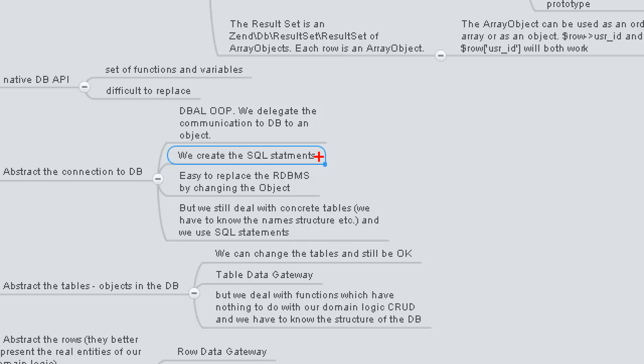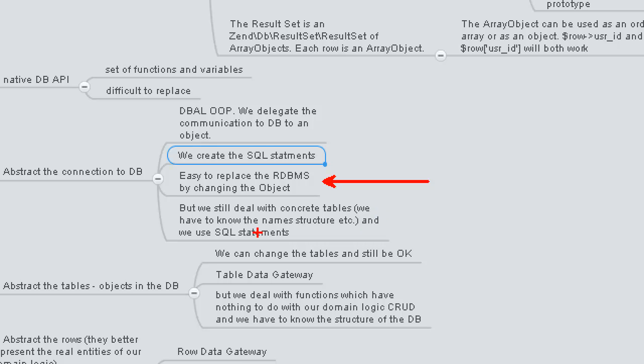We create the SQL statements. Is that good or bad? Actually, this is bad. We don't want to create the SQL statements. As I said, we want a fluent object-oriented programming interface. We don't want to deal with details, how the data is saved to the database, how to retrieve the data. We just want to abstract all these details, and we don't want to take care of them. Easy to replace the relational database management system. I already told you that, by changing the object.